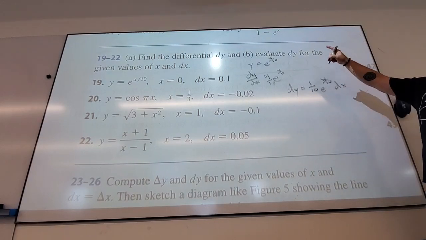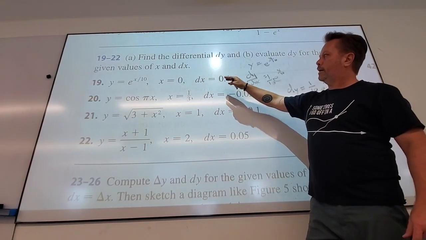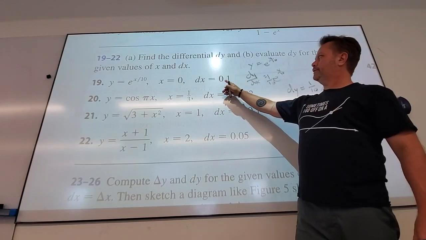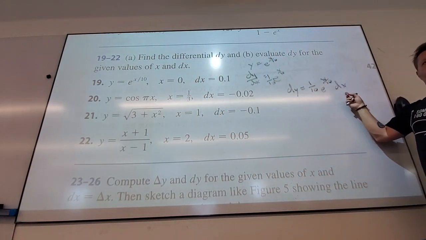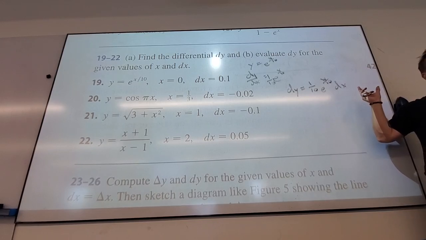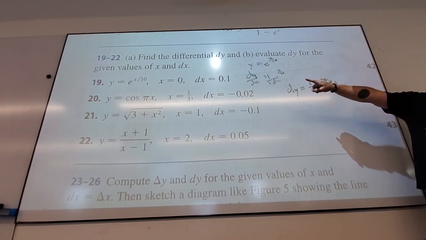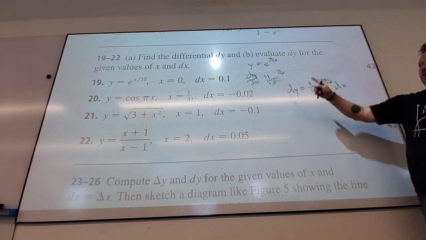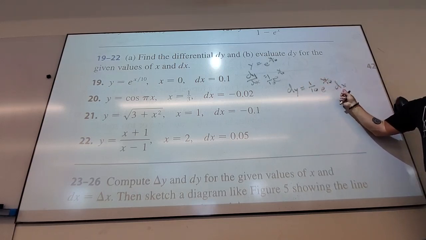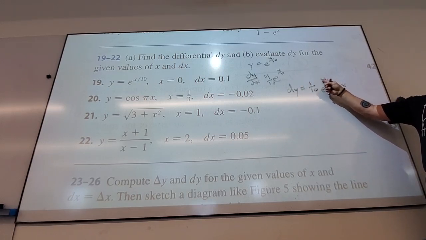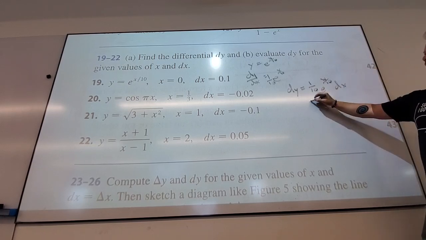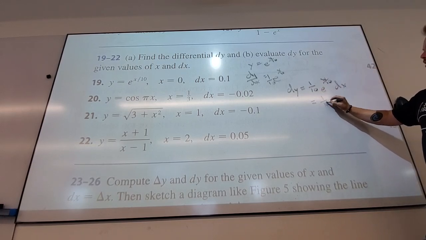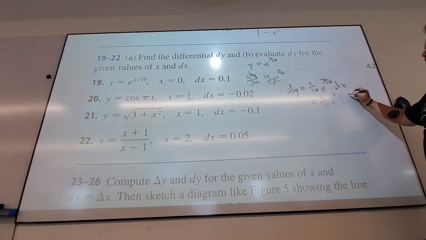So if they tell me I want to know what dy is, if dx is 0.1 and x is 0, you just plug that in, yes? So what do we get? 1/10 e to the 0 times 0.1.